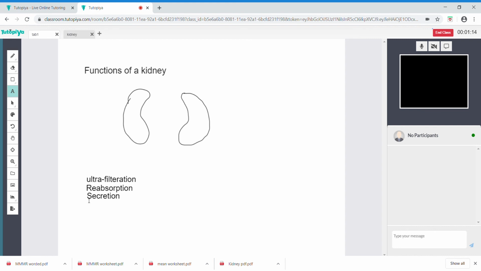This process is efficiently done by the nephrons which we have in our kidneys. Each of our kidneys has at least around 1 million nephrons in them. So one kidney has around a million, and two kidneys will have around 2 million nephrons.